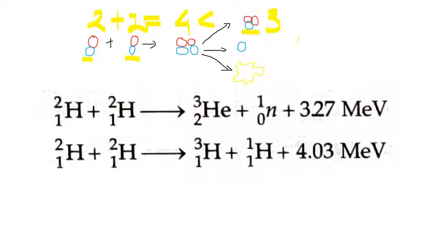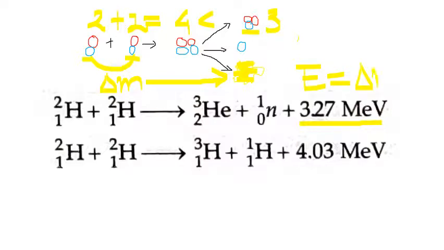Now here you notice there is a mass defect coming into the picture. This delta M is being converted into the extra energy which is being emitted. And how much is this extra energy? 3.27 mega electron volts. And how can we get this energy? We know energy E equals delta m c square. So this extra energy is coming from the mass defect. Can you see?